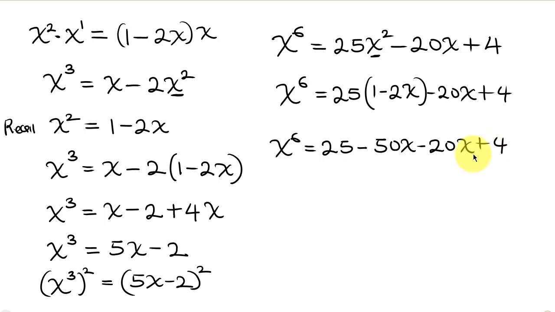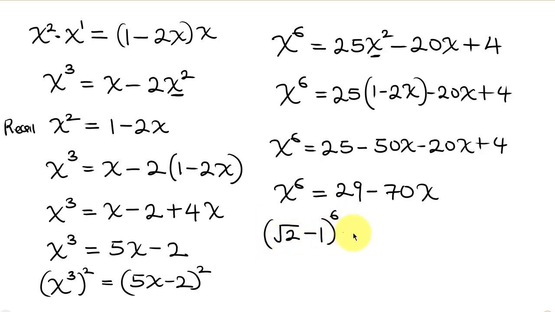Very good. Now let's add up like terms. So we have x to the 6 equal to 25 plus 4 is 29, and then minus 50x minus 20x is minus 70x. Very good. So this is what we have as x to the 6. Remember that x from our substitution is the square root of 2 minus 1. And this is to the 6. Very good. So this will be equal to 29 minus 70.